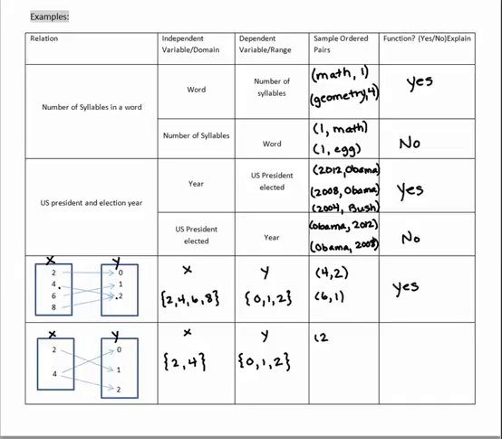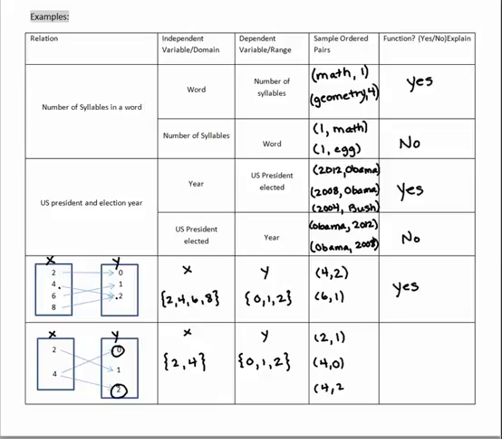If I give you the input 2, you know for sure that the output I'm thinking of is 1. So we're okay so far. But look what happens when I give you the input 4. Now I say, well, wait a minute. The output could be either the 0 or the 2.